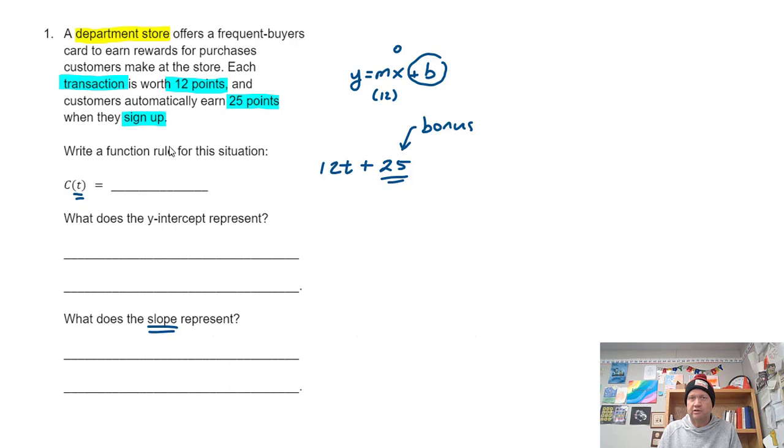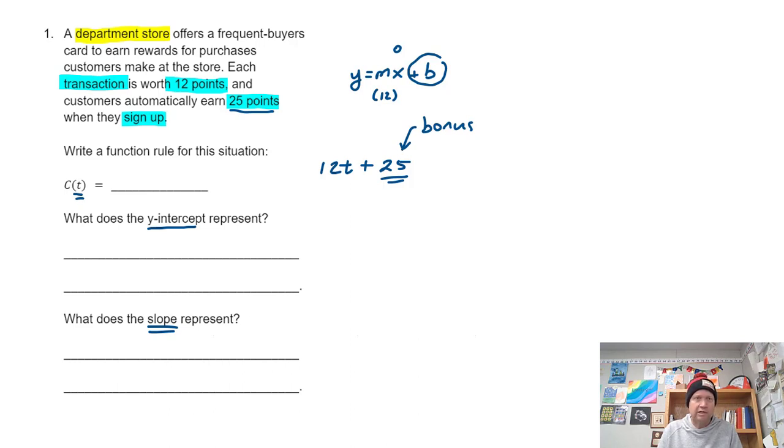That's what we get every single time we make a transaction. It increases by 12. It has a rate of change of 12 points per transaction. And this y-intercept, that's what we get for signing up for the card. That's like our membership reward bonus. You don't have to buy anything and you're going to get that bonus. So I'll let you fill in those blanks on your note guide, but there's that problem in a nutshell.